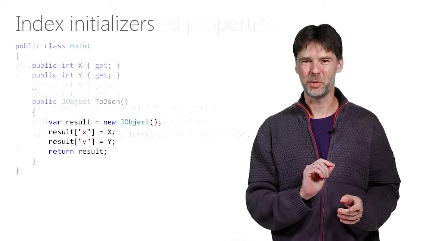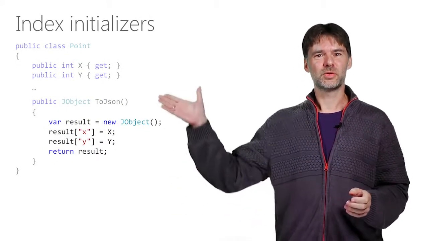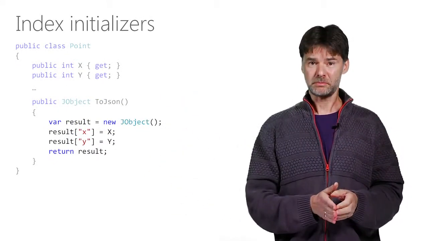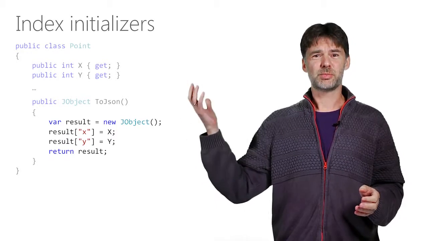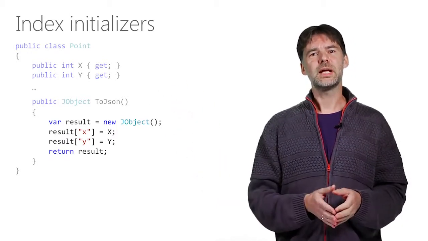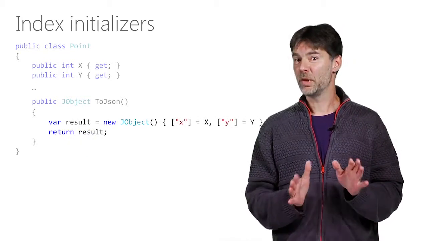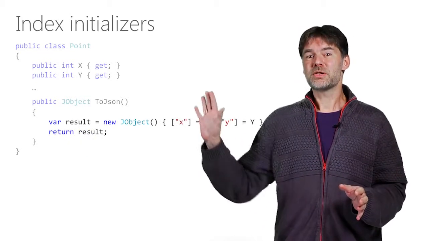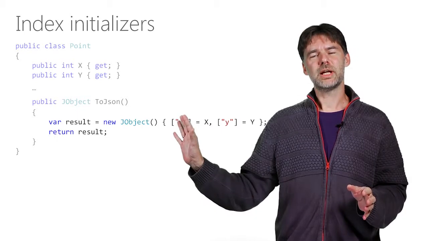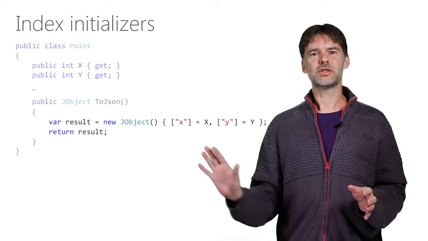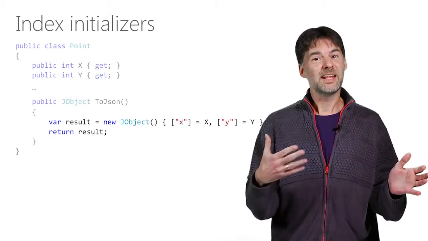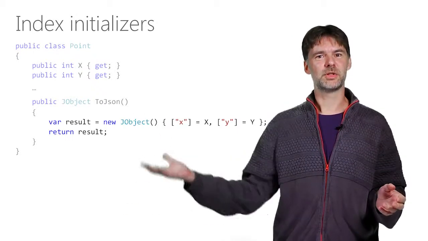But wait, there's more. Here's a method to turn our points into JSON objects. Today, you can initialize properties in an object initializer, but index setters still have to be assigned in separate statements. Well, not anymore. You can now assign to indices inside object initializers, so that JObject can be initialized in just one expression.